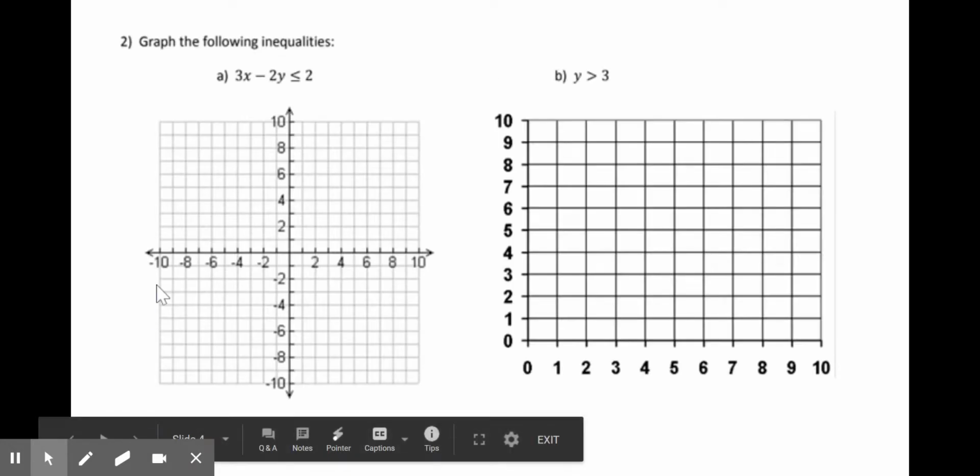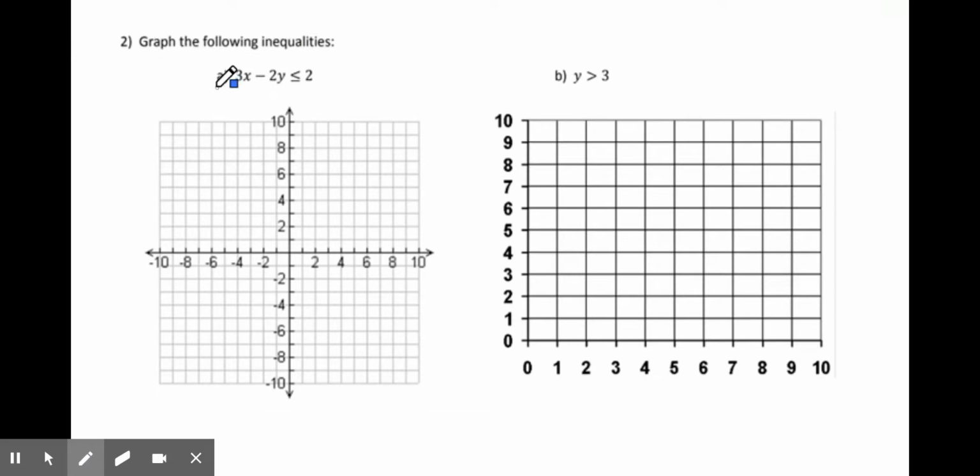So let's get started. Let's take a look at the first one here, which is labeled number 2. It wants you to graph these 2 inequalities. Now, it gives you 2 pieces of graph paper. We're going to graph them separately first, and then we're going to see what they look like on the same coordinate plane. So let's start with the first one here. We want to graph 3x minus 2y is less than or equal to 2.